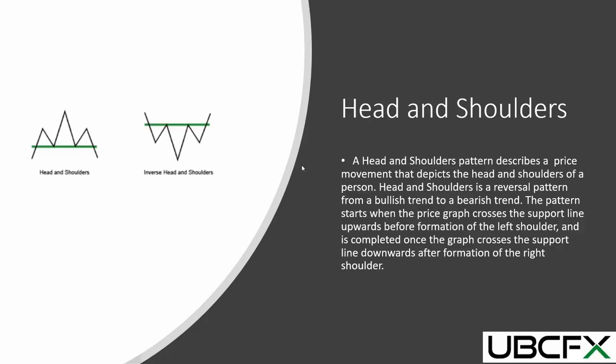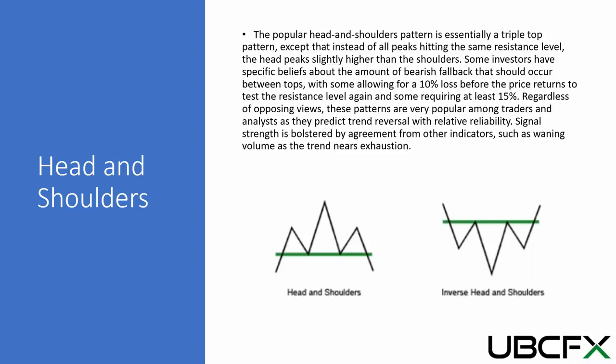So a head and shoulders pattern describes a price movement that depicts the head and shoulders of a person. The head and shoulders is a reversal pattern from a bullish to a bearish trend. But then we also have the inverse head and shoulders, which is a person standing on their head. And that's just the exact opposite. It's moving from a bearish trend to a bullish trend. Now, the pattern is basically a triple top, except the center top is higher than the two previous tops.